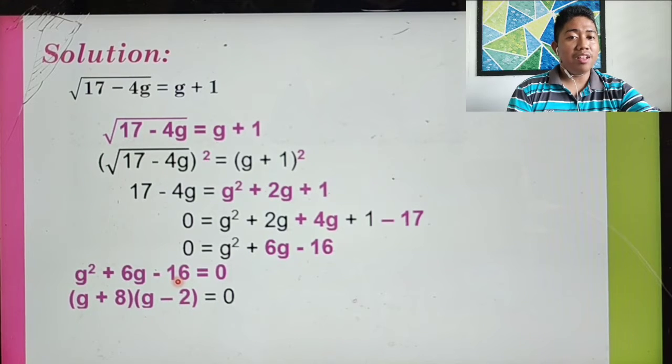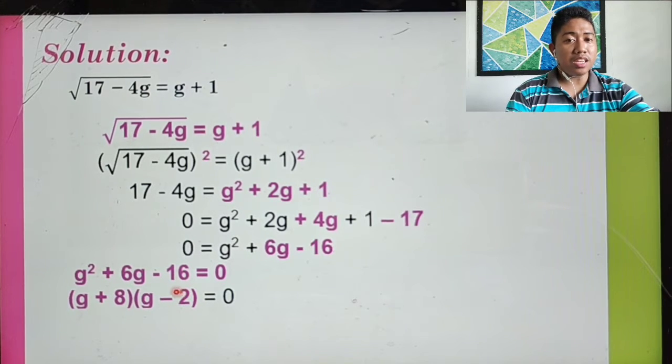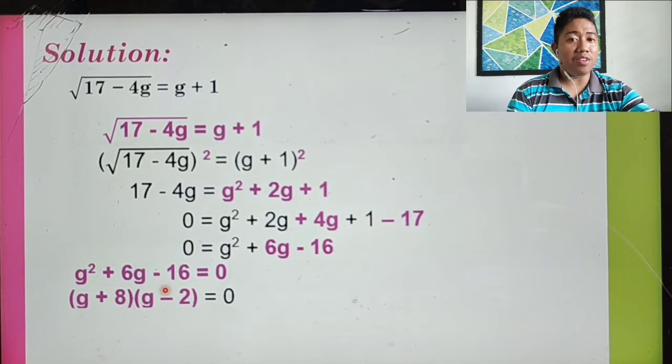So we find one positive and one negative. And that is 6, and we have 8 and 2. So 8 times 2 becomes 16. So positive times negative is negative. Okay, so that is the factored form of this quadratic trinomial, g squared plus 6g minus 16.